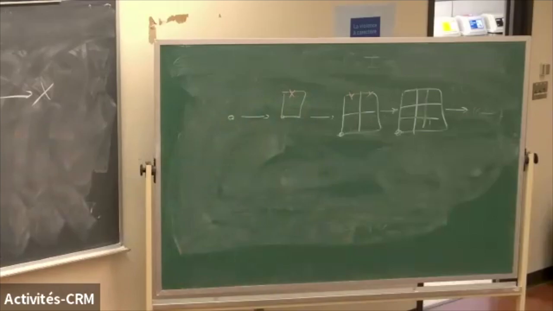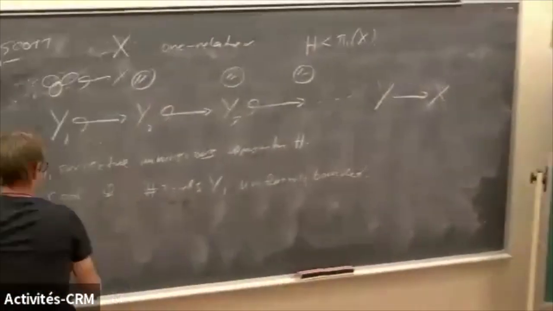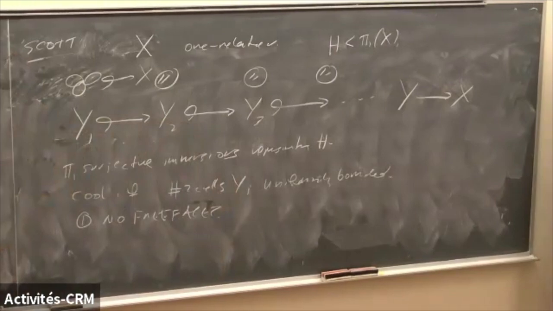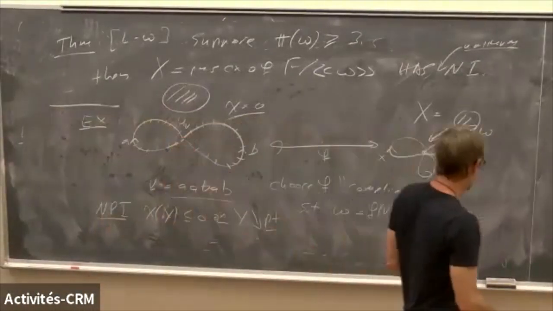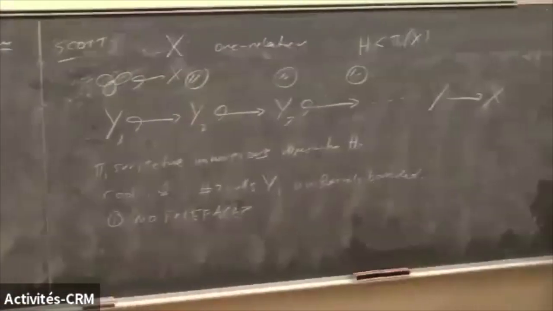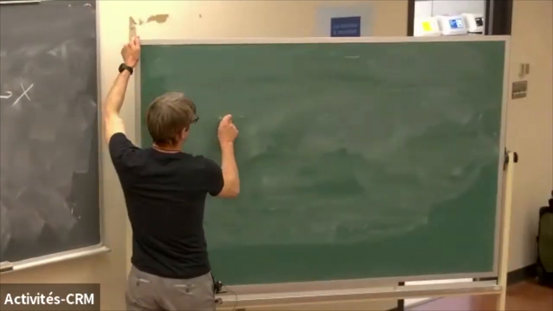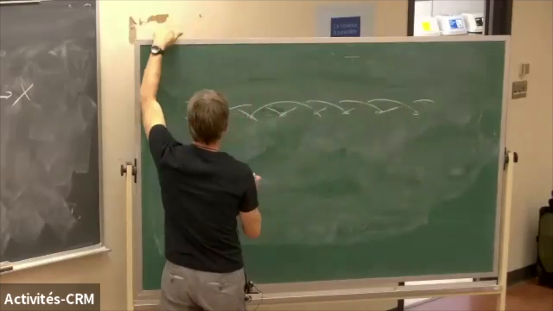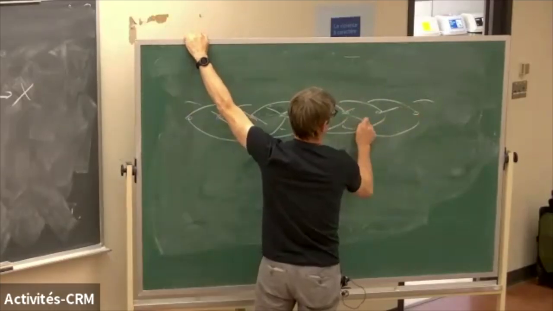So a safe assumption is that there are no free faces. But this is still just not true, as this example shows. If I look at this guy, let's take the universal cover. Two. And then I have to do three. This is a little tedious. I should have done it before.